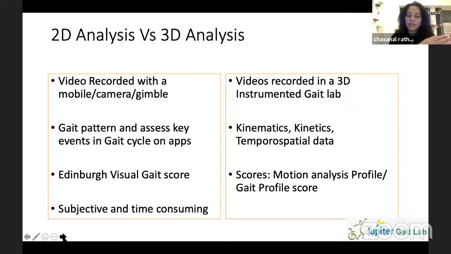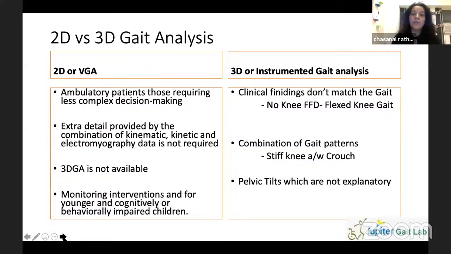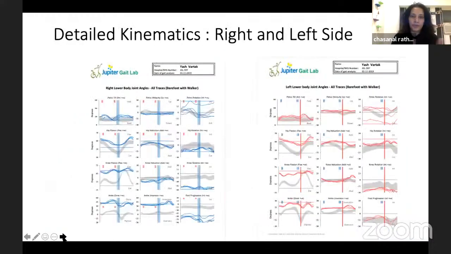So just to continue with the previous two, we first tried to learn what the difference is between a simple 2D analysis and 3D analysis, and when this 3D analysis is extremely important, how to take these videos, and how gait analysis and an instrumented gait lab differ from taking basic videos with the help of a simple device.